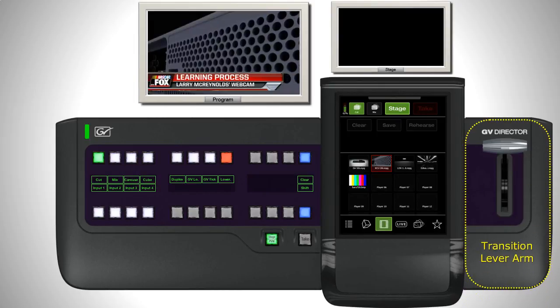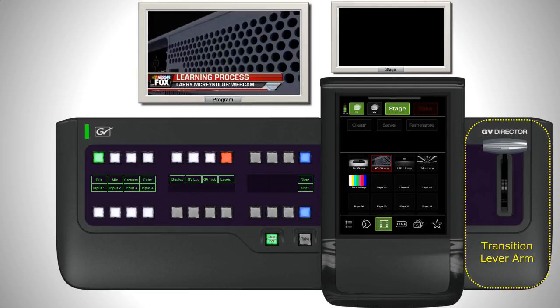The transition lever arm or T-bar also works with the stage to take elements to air and allows you to manually control the transition duration time. By the way, the T-bar will only operate with staged elements. It can't be used anywhere else. So it's a very simple process to preview material. I can preview graphics, clips, or camera feeds if I want to.